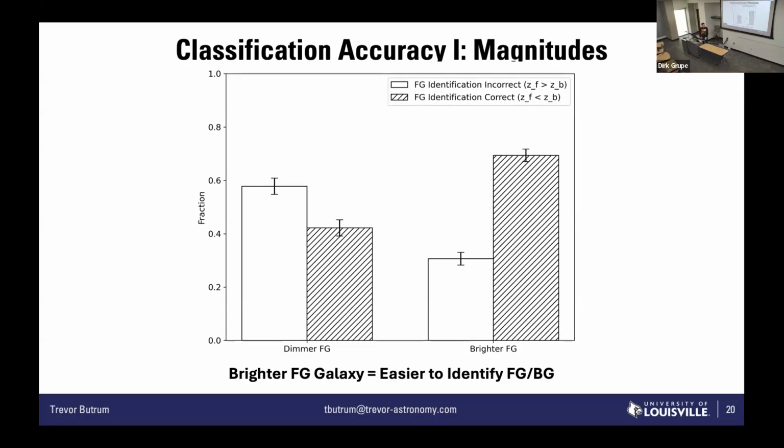But if it was a brighter foreground galaxy, you could easily tell which was in the foreground or background. This is visually, again, I didn't mention this, but classifiers didn't actually have access to redshift measurements like I did or Dr. Kill did. So they just did it purely based off the images. So this was a good metric I could show that actually tells how well they can identify the actual galaxy.